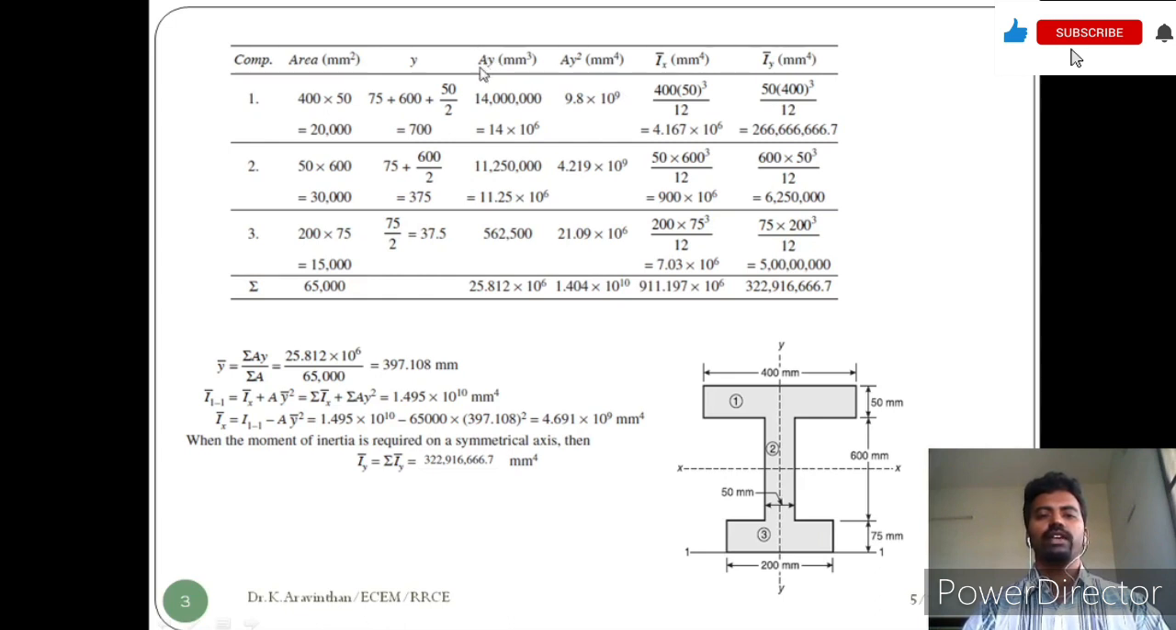So here sum of A into Y is 25.812 into 10 power 6, divided by summation of A, which is 65,000. If you divide this, you will be getting the centroid as 397.108 mm. So this is the centroidal distance from the bottom. The overall depth is 600 plus 50 plus 75, that is 725. So out of total 725 depth, the centroid is acting at 397. So you have found out the y bar.